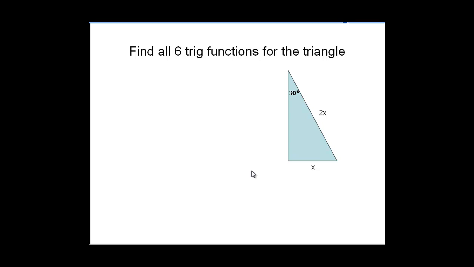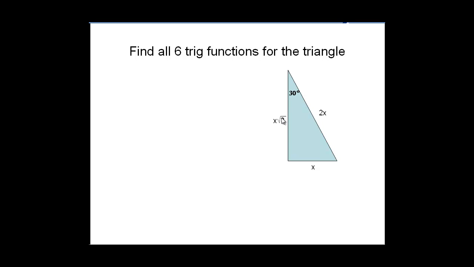Now, suppose we look at all 6 trig functions for this triangle. If we have 30 degrees for our angle, opposite is x, hypotenuse is 2x, because on a 30, 60, 90 triangle, you double the short side to get the hypotenuse. You put the square root of 3 times x on the adjacent side.